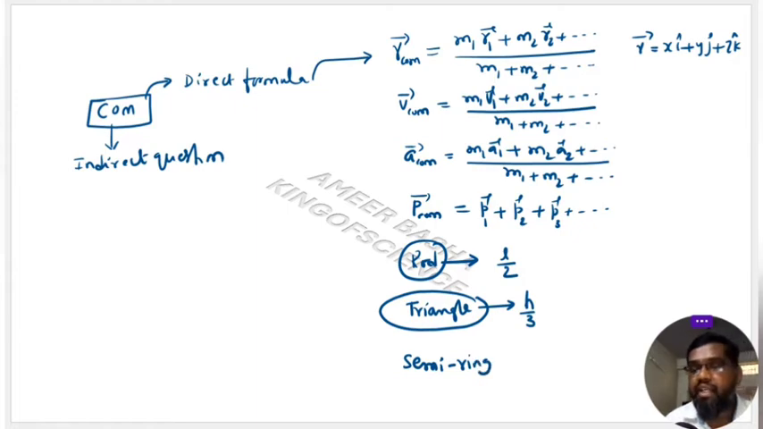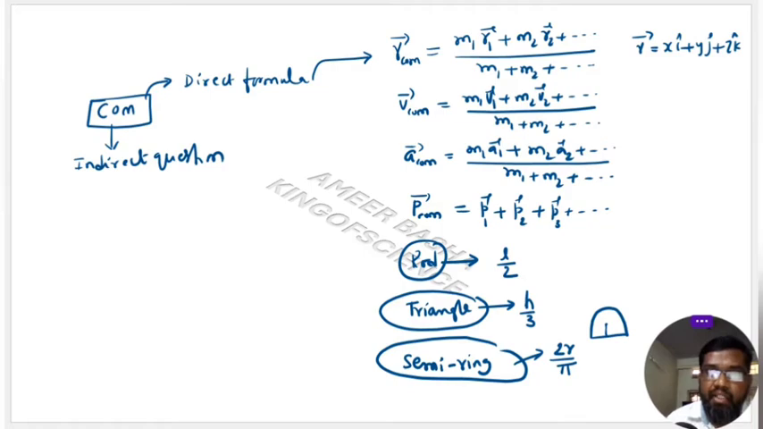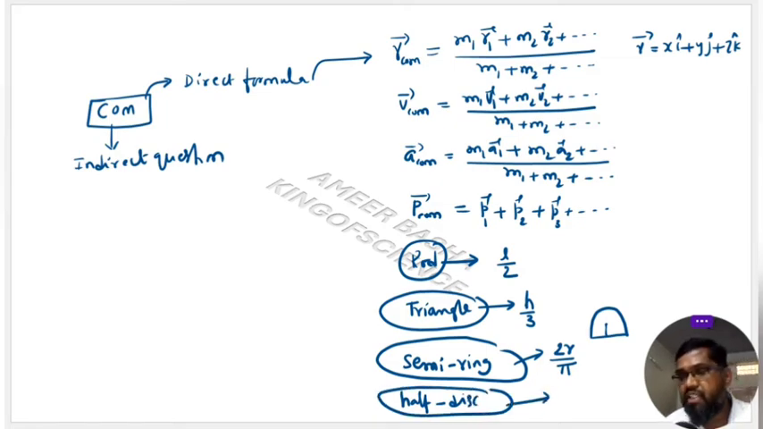So I have taken half of the ring. Where is the center of mass of this half ring located? For the semicircular ring, the center of mass will be located at a distance of 2r by pi. So something like, I have a semicircular ring and I need to determine the position of center of mass, which is somewhere here. It is 2r by pi. Similarly, for a half disk, there is also a direct formula, 4r by 3 pi.